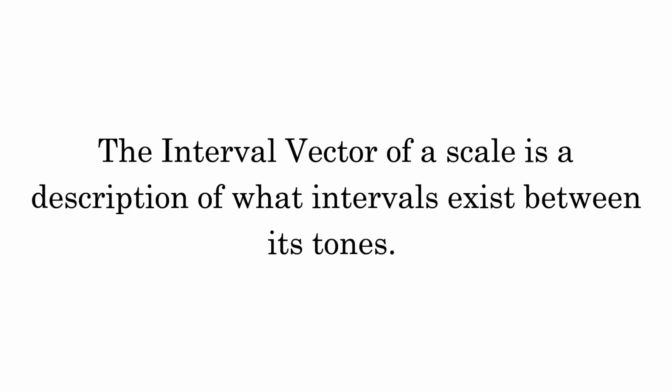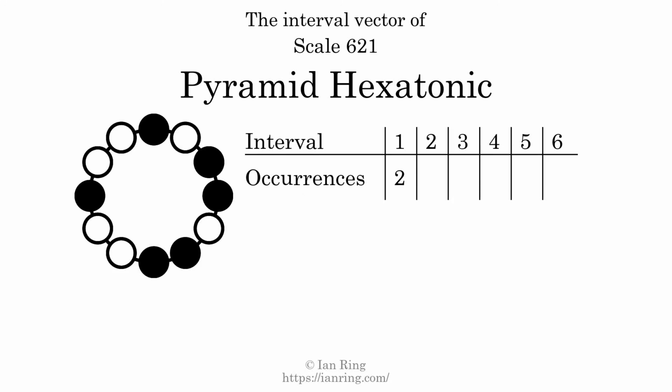The interval vector of a scale is a description of what intervals exist between its tones. There are 2 intervals with the size of 1 semitone. They are here and here. There are 2 intervals with the size of 2 semitones. They are here and here. There are 5 intervals with the size of 3 semitones. They are here, here, here, here, and here.